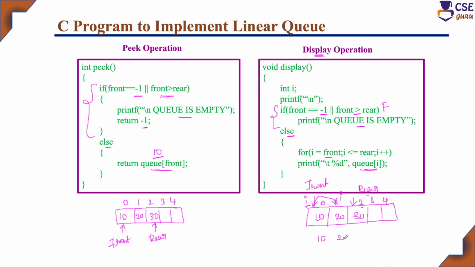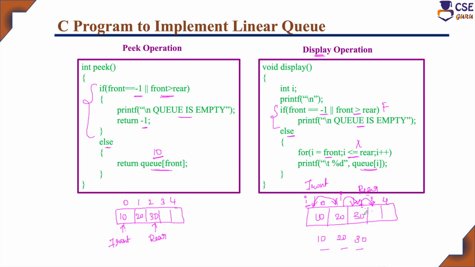Now I is pointing to the next memory location. It will display 20. Next, I gets incremented to the next memory location. It will display 30. Next, I gets incremented to the third memory location. In that case, what will happen? The condition I less than or equal to rear fails. So it will exit, and it will display 10, 20 and 30. These are all the elements present in the Q array. Just it will display the elements present in the Q.